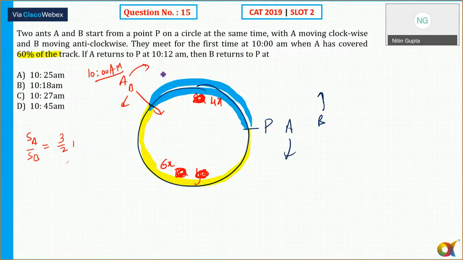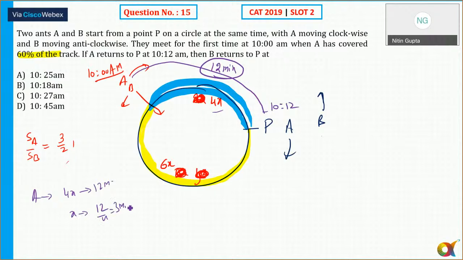A returns to P at 10:12. So A को यहां आने में 10 जाते हैं, तो A ने ये 12 कितना डिस्टेंस? 4x डिस्टेंस. ओके, सो 4x डिस्टेंस A ने 12 मिनट में ट्रैवल किया है. तो A ने 6x डिस्टेंस जो येलो पोर्शन है इसको वो 18 मिनट, तो A को बेसिकली 30 मिनट्स लगे. ओके, ये येलो पार्ट ट्रैवल करने में 18 मिनट लगे थे और ब्लू पार्ट को ट्रैवल करने में 12 मिनट लगे थे. 18 + 12 आधा घंटा लगा उसे टोटल.